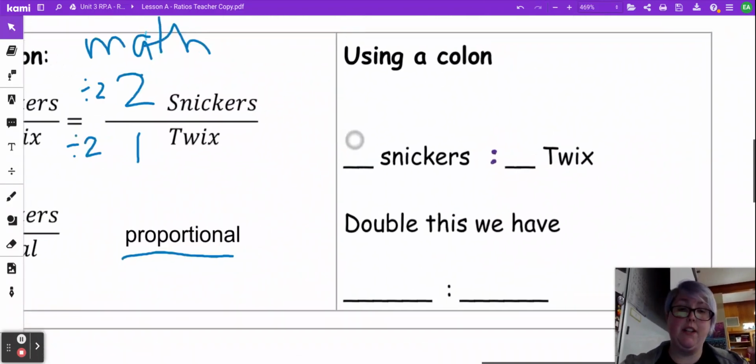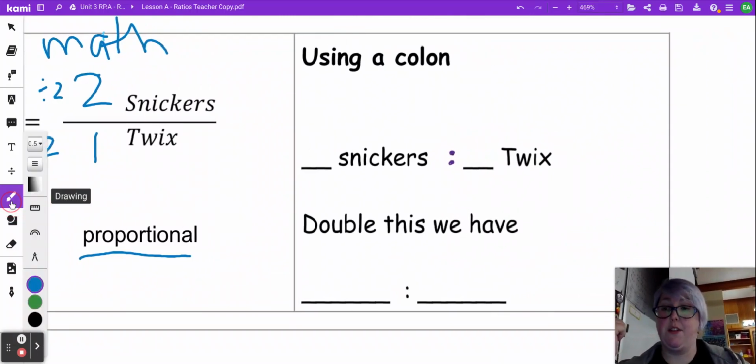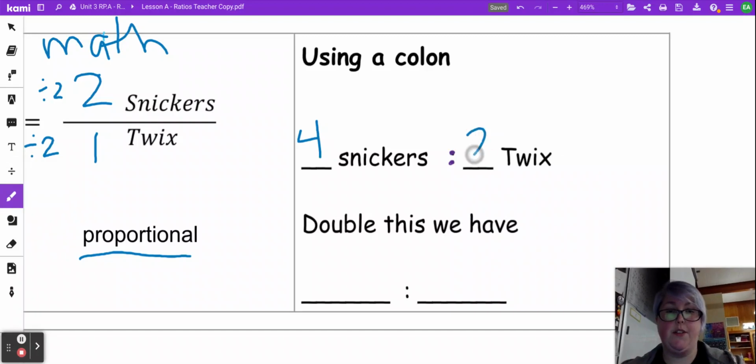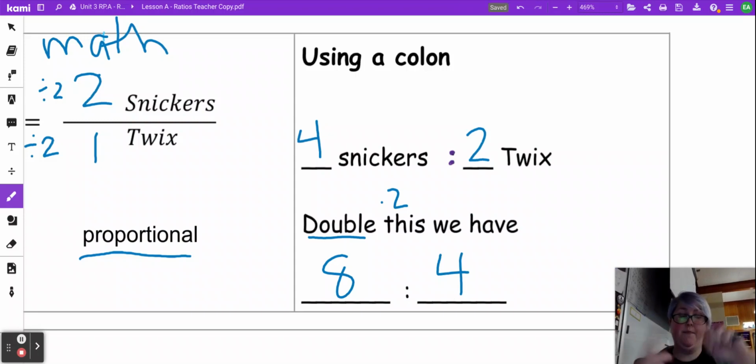A colon, so the dots, are the third way. So we're going to use the same numbers, 4 Snickers for every 2 Twix. If we double this, double means multiplied by 2, we would have 8 Snickers and 4 Twix. So you can use a sentence, you can use a fraction, you can use a colon. They're all showing the exact same thing.